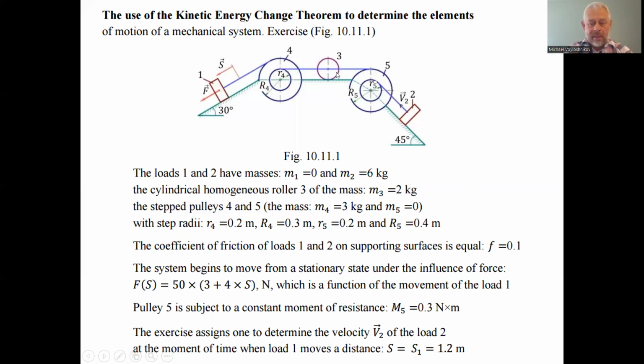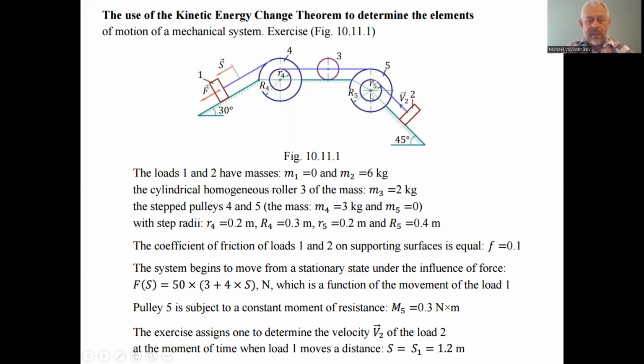stepped pulleys. This is the roller of homogeneous distribution of the material. The mass of roller number 3 equals 2 kilos, and of the stepped pulleys we have 4 and 5. The mass of stepped pulley number 4 is 3 kilos, and this mass is distributed evenly by the rim of this pulley. And pulley number 5 is weightless, with mass 0.